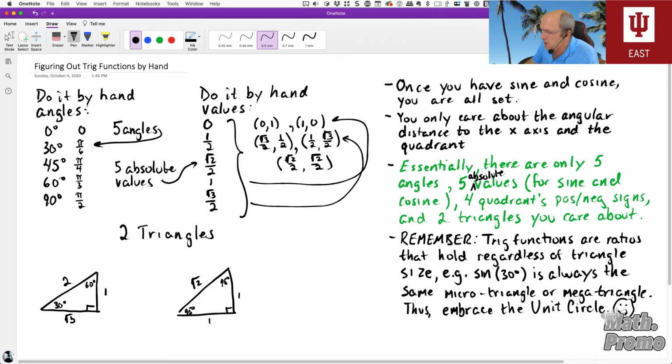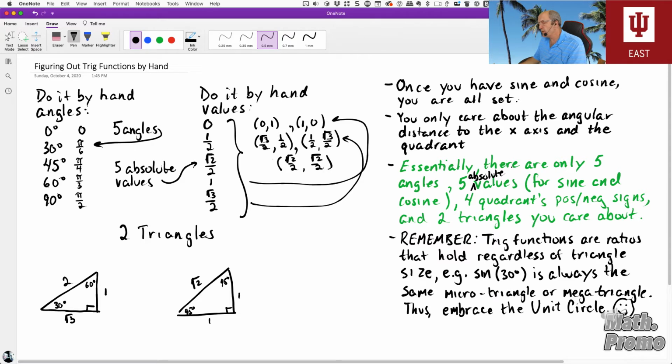So the 5 angles that you care about are 0 degrees, 30 degrees, 45 degrees, 60 degrees, 90 degrees. If they're going to ask you to do it by hand, it's essentially one of those. Or 0, pi over 6, pi over 4, pi over 3, or pi over 2 if you like radians, and I actually do like radians.